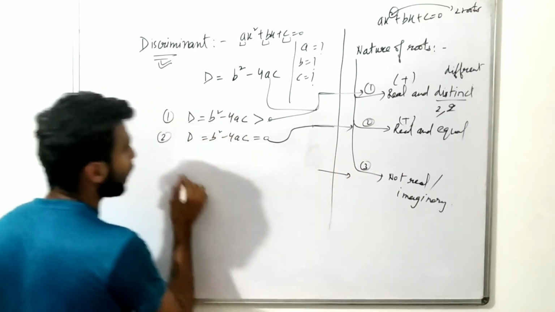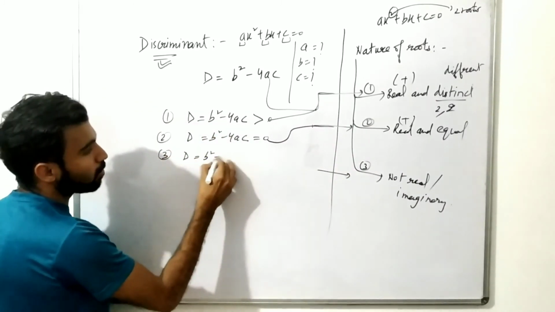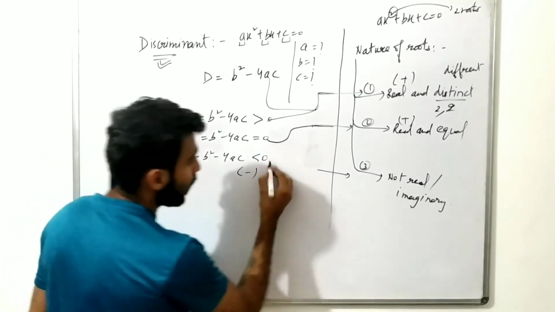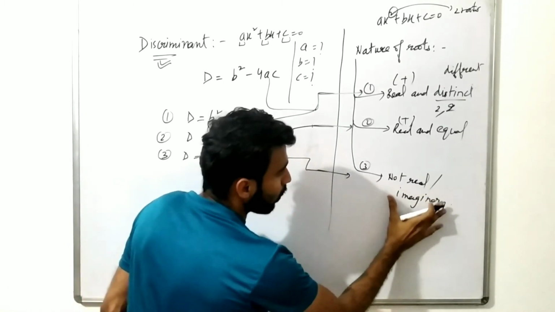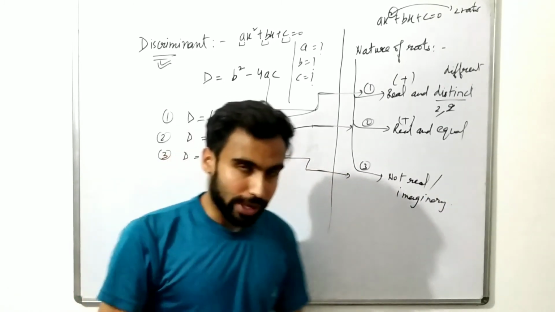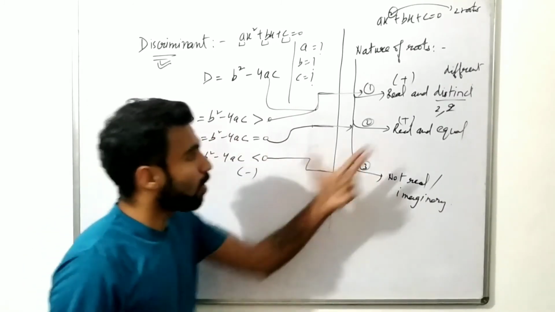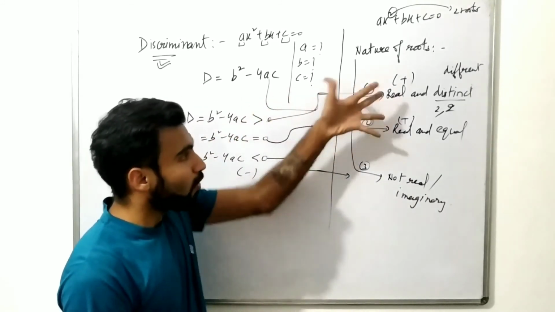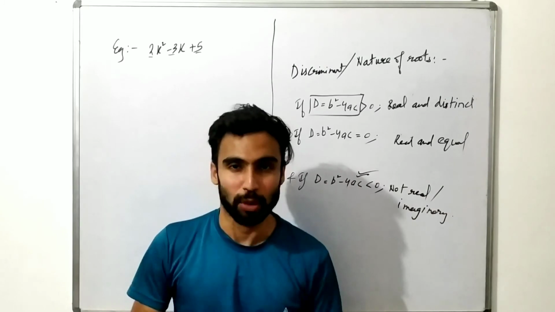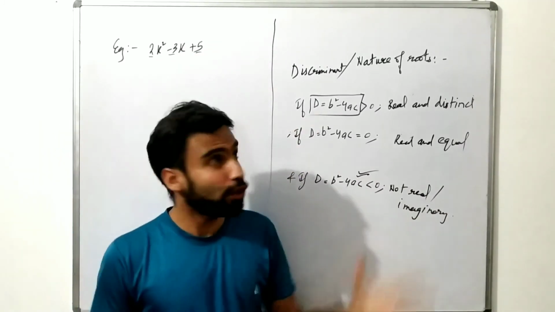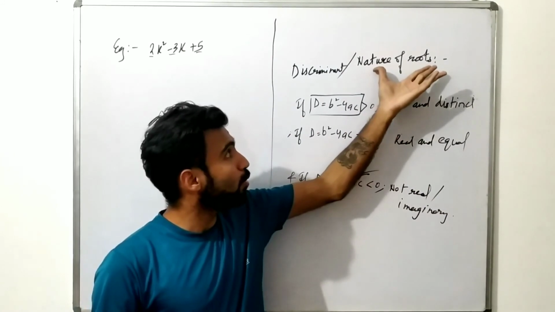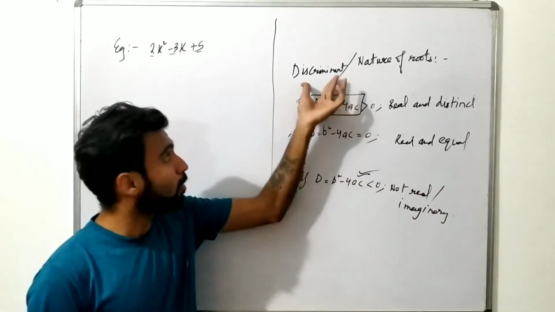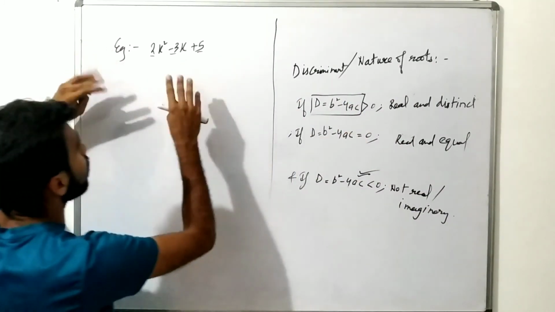The last and final case is if your d, that is b square minus 4ac, is less than 0. Then the third case exists, that means the roots are not real, or you can say imaginary. So this is how you will find this. So let me just take an example here so that you can easily correspond this. So now I have taken an example so that you can catch whether the roots are going to be real and distinct, real and equal, or imaginary with the help of the discriminant. So first of all, look at this example here.